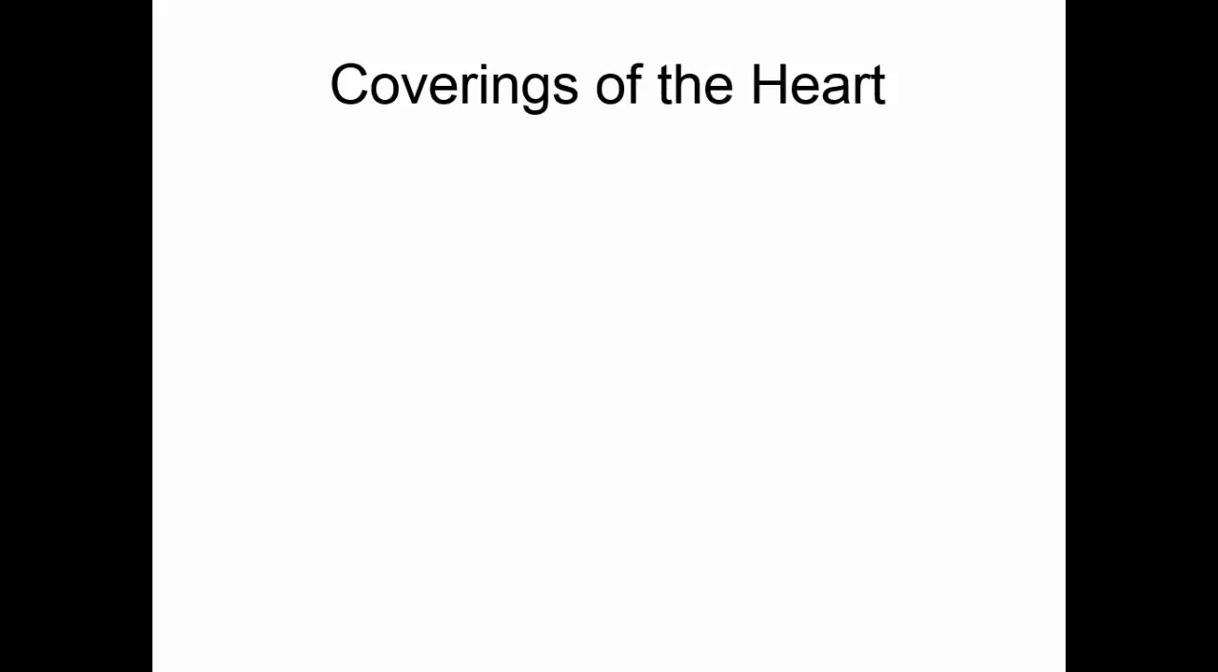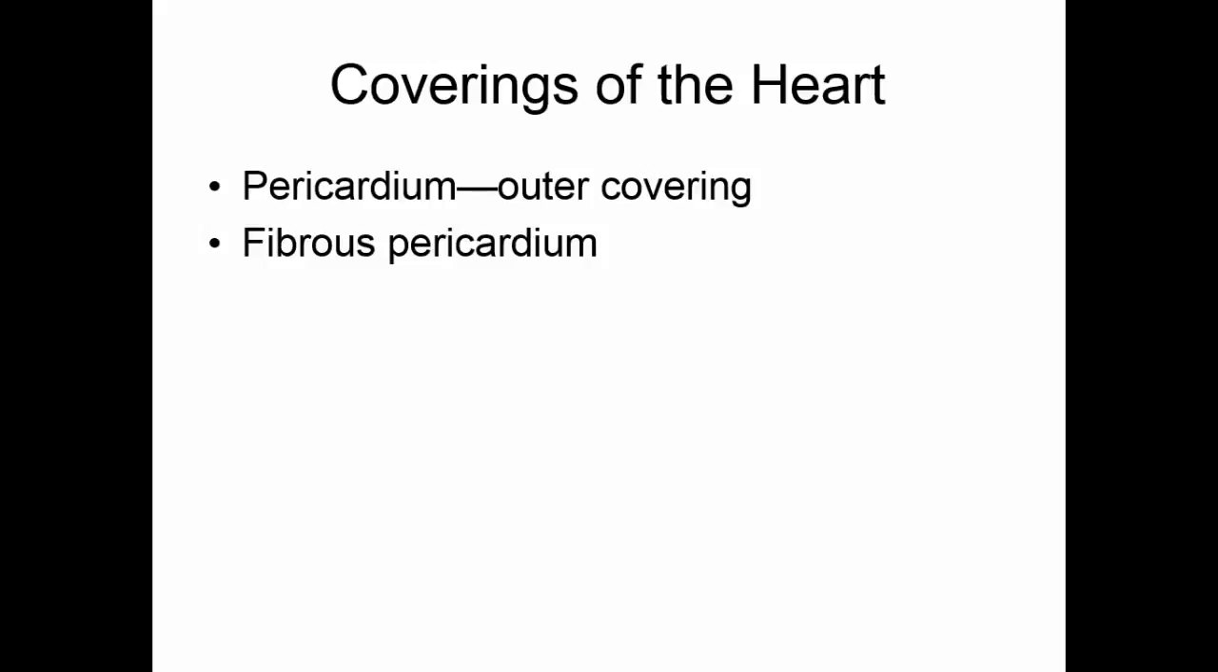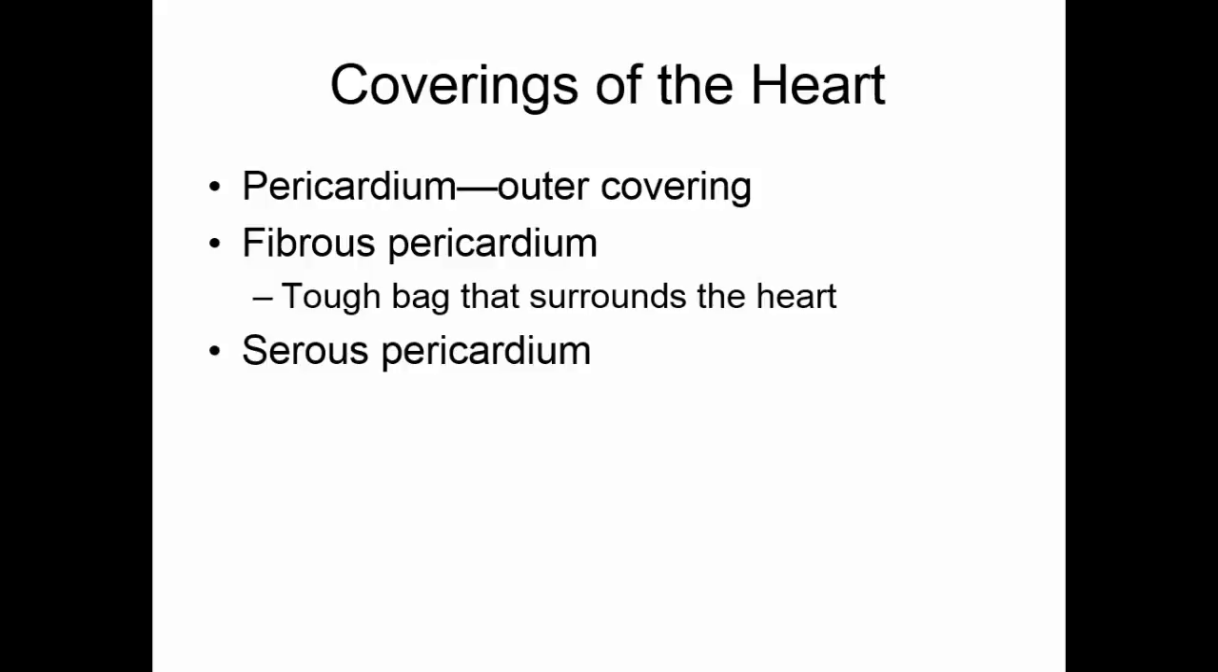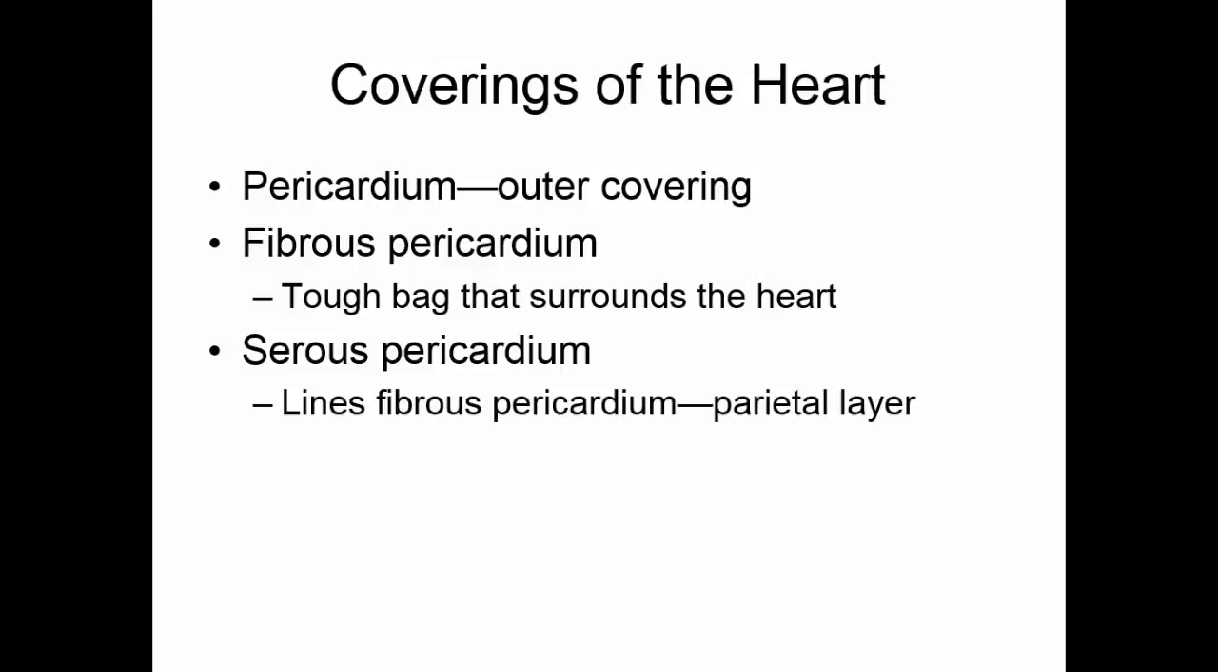The heart is surrounded by the pericardium. This is the outer covering of the heart. There is a fibrous pericardium, which is a tough bag that surrounds the heart. This tough bag is lined by a serous pericardium. You'll remember that serous membranes line cavities with no natural openings to the outside. The part of the serous pericardium that lines the fibrous pericardium is known as the parietal layer. It folds back and covers the heart, and this is the visceral layer.